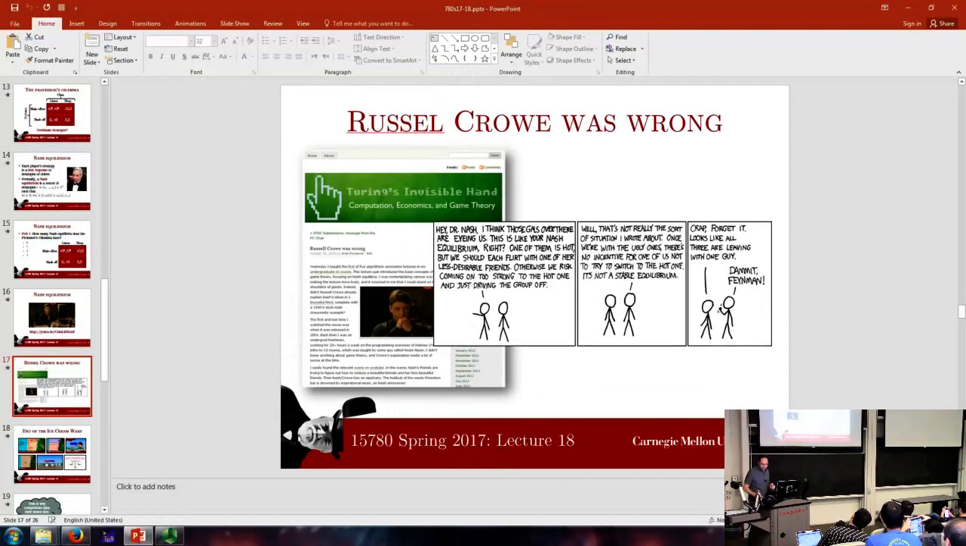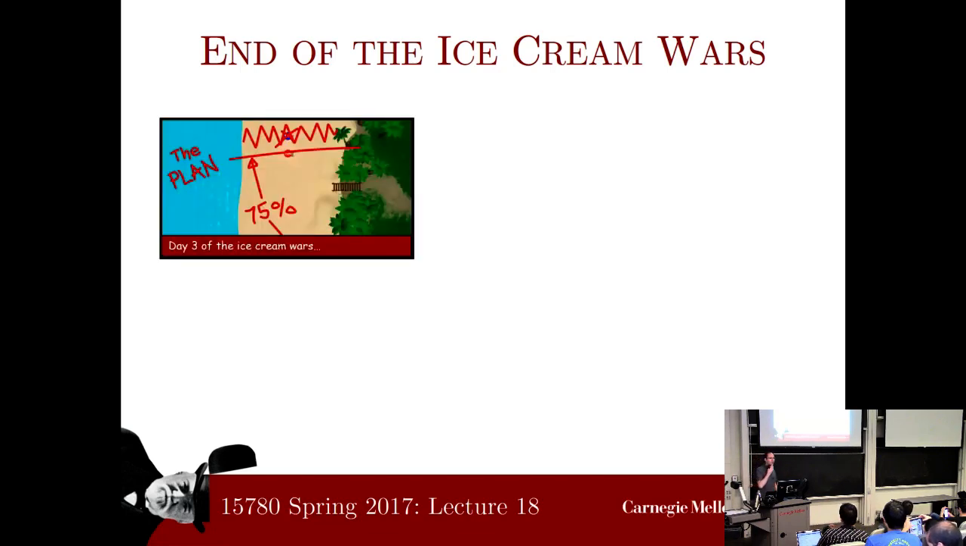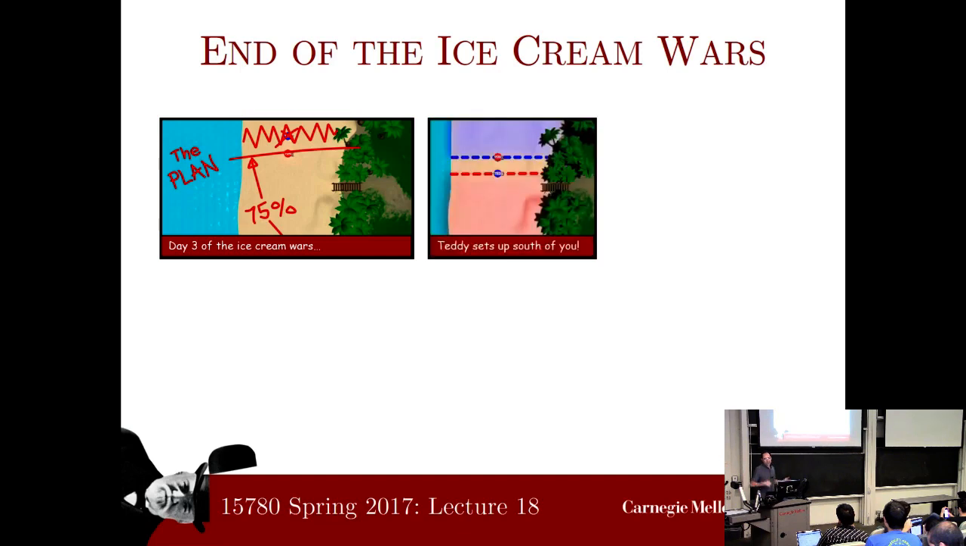So now we can go back to our ice cream game and finish the game, and we have the tools to analyze what will be the outcome of the game. Remember the point where we left off is Teddy got clever and set up at the 1/2 point, and he's stealing most of the customers. So then, day 3 of the ice cream wars, we get clever and set up at like the 75% point. But then Teddy is again cleverer and sets up south of us.